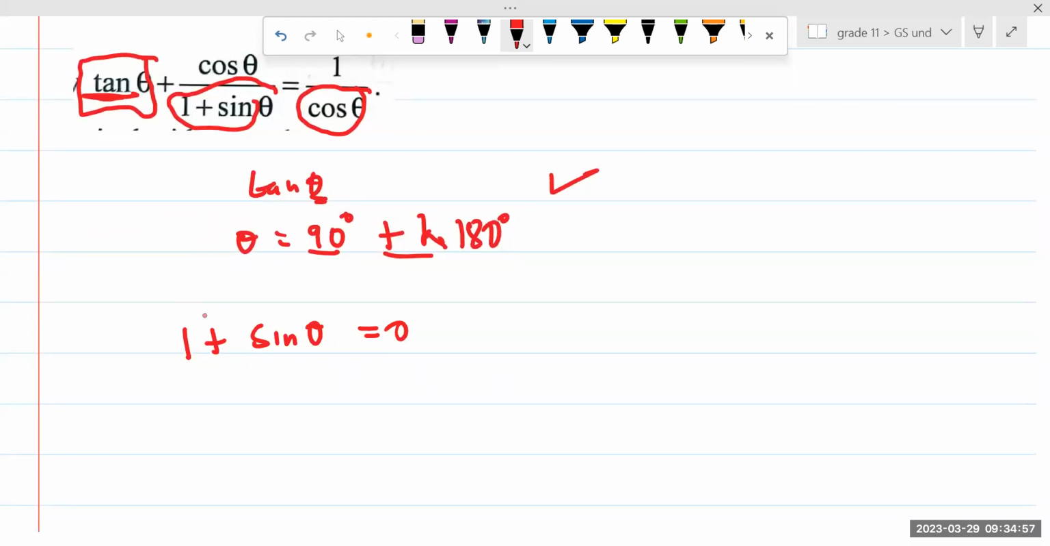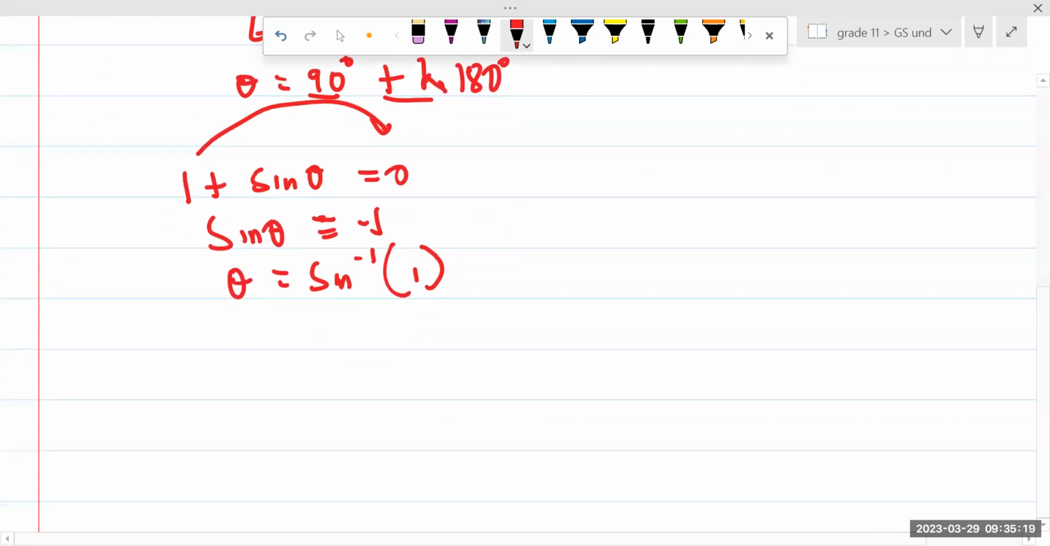And then I'm going to solve for theta by taking this one to the other side. Then I'm going to have sine theta, which is going to be minus 1. We're still good. Now I want to solve for theta. If I want to solve for theta, I am going to say that theta is going to be equal to the arcsine of minus 1.